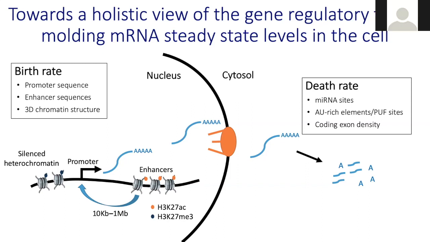And as that mRNA is then transported from the nucleus to the cytosol, different determinants impact the death rate of mRNA, such as the presence of microRNA binding sites, AU-rich elements, or familial factor binding sites. Determinants such as coding exon density are also associated with mRNA decay.